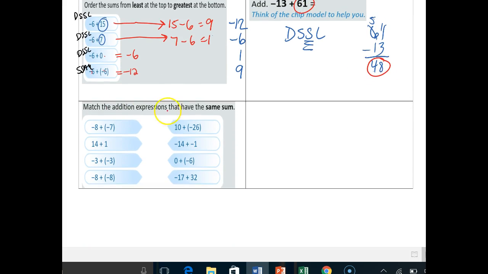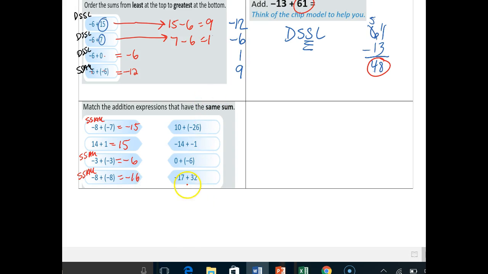Lastly, match the addition expressions that have the same sum. So this is an SSAK. This is added up and equal to, add them up and keep the sign, negative 15. This is just positive 15, 14 plus 1, we know that. This is also an SSAK. Negative 3 plus negative 3, same signs, add, keep, gives me negative 6. This is also an SSAK. Negative 8 plus negative 8, same signs, add and keep the sign, negative 16.